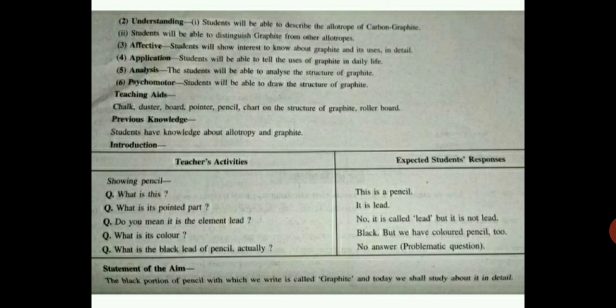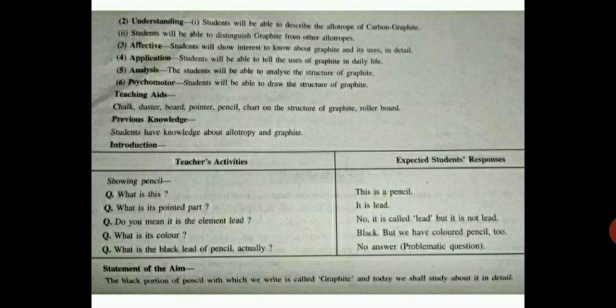The student will be able to tell you or compare the one allotrope, that is graphite, which we are taking, with other allotropes like diamond, etc. Maybe you have taught diamond in your earlier class, so the child can compare it. Then the affective domain is related to heart. That means here the student will show interest. Interest is related to the heart, to the feeling, to the emotions.